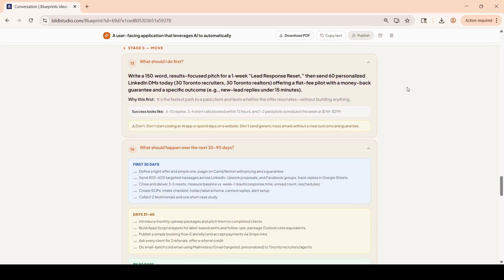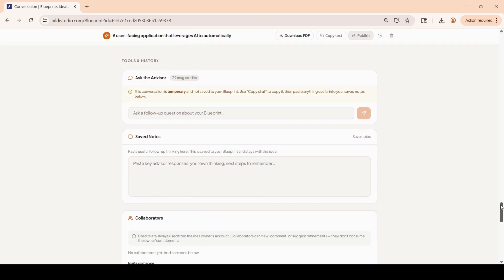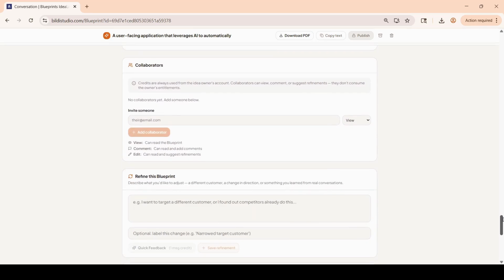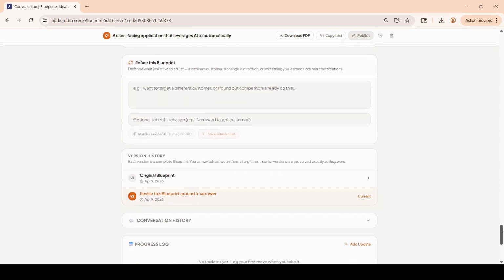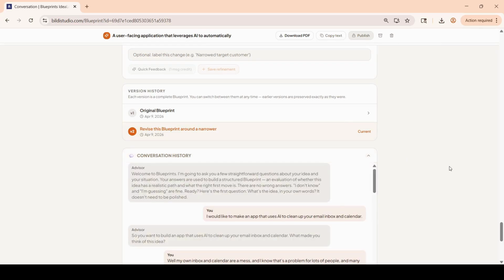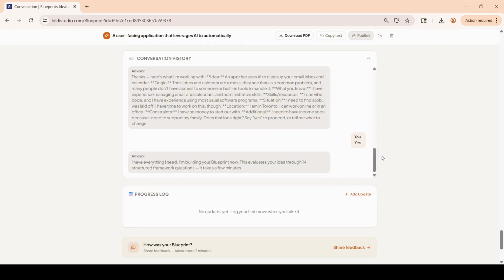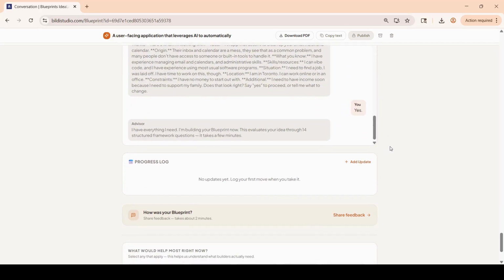The workspace also supports refinement. So if the founder wants to add more context, revisit assumptions, or continue shaping the concept, they can keep working from within the same evolving idea environment rather than starting over each time. You can also see the thinking trail behind the blueprint. That is useful because founders often need to revisit why a certain direction was recommended, what assumptions were made, and how the strategy evolved. So instead of treating the output as a static document, Blueprints works more like a structured decision environment around the idea.